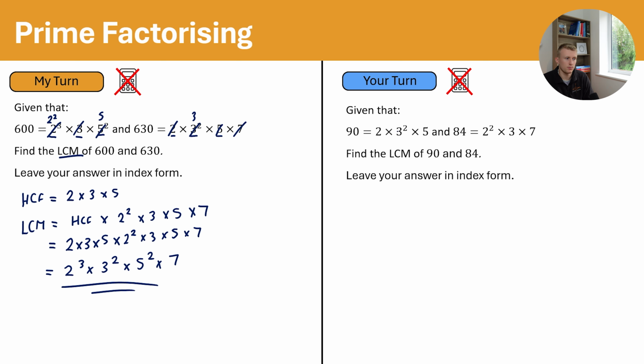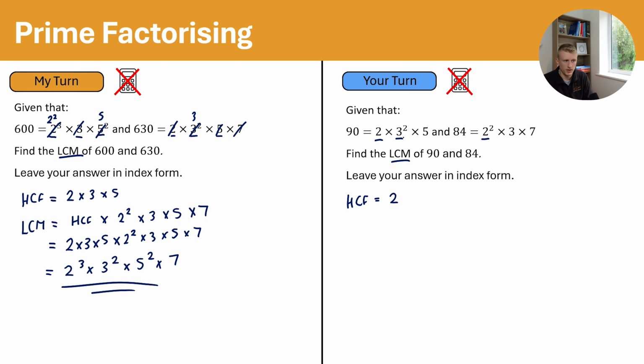Given that 90 is 2 multiplied by 3 squared multiplied by 5, and 84 is 2 squared multiplied by 3 multiplied by 7, find the lowest common multiple of 90 and 84, leave your answer in index form. Let's start by finding the highest common factor of both of these numbers, and we'll look at what they have in common. So they've got 1, 2 in common.